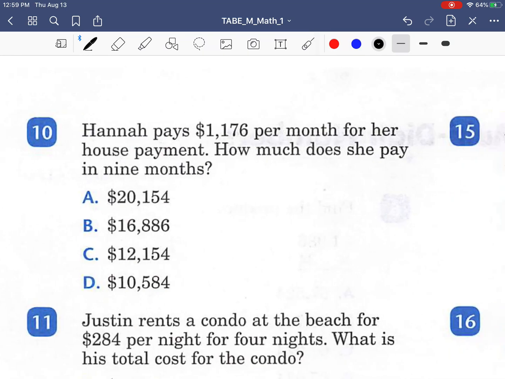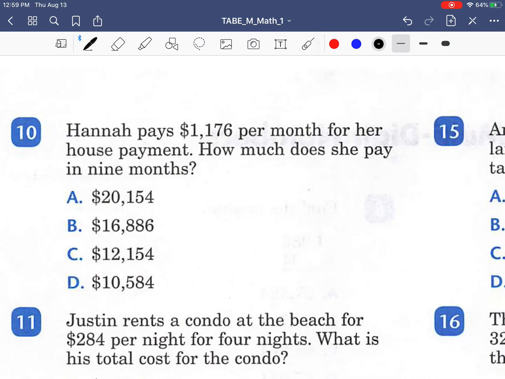Okay, number 10. Hannah pays $1,176 per month for her house payment. How much does she pay in 9 months? The way I learned it, you just multiply as this. So 54, 63 and 5 make 68. 9 and 6 make 15. 9 and 1 make 10. So I like the looks of D there.